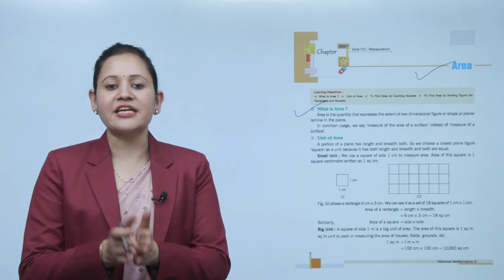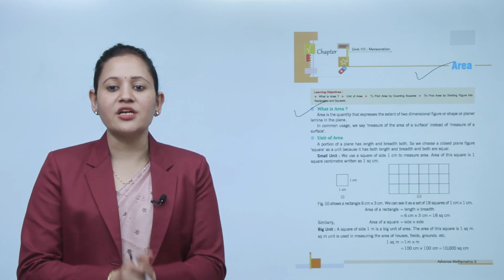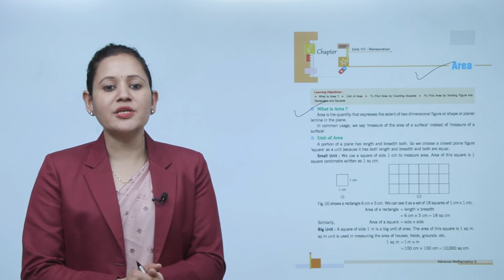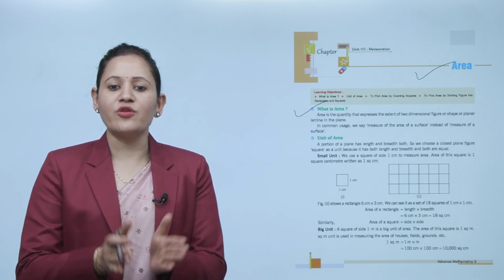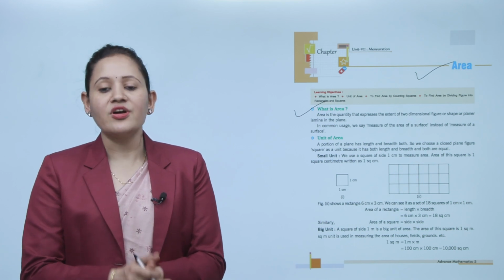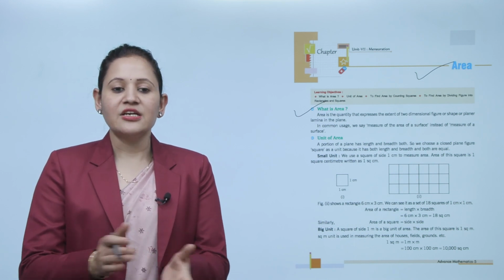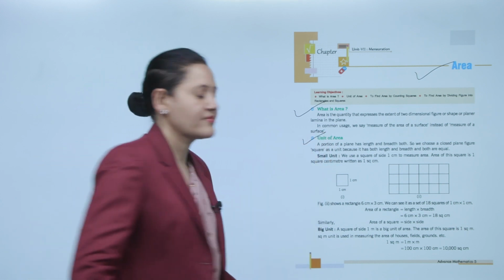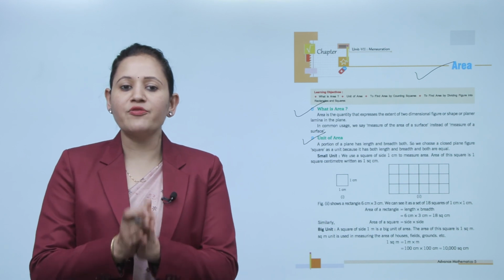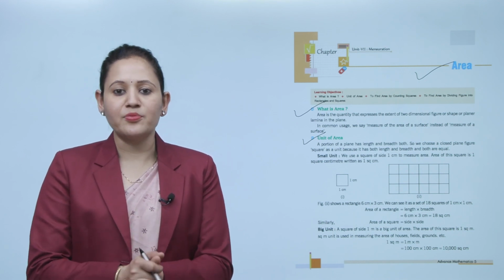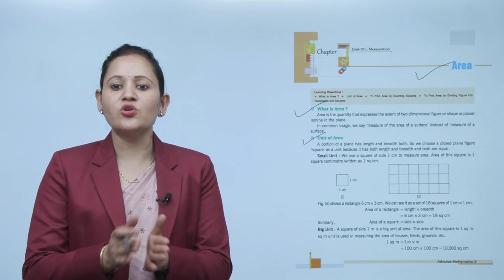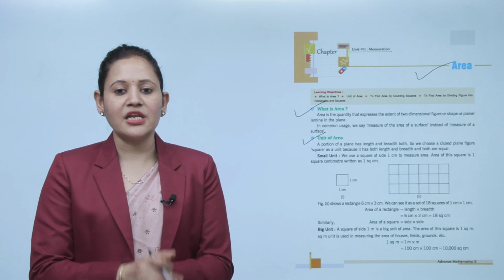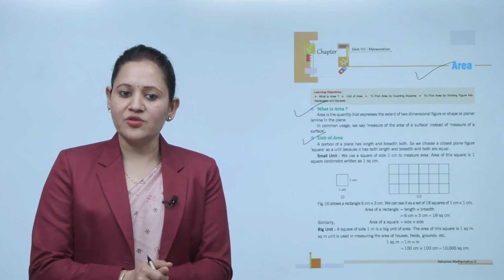Area is the quantity that expresses the extent of a two-dimensional figure or shape or planar lamina in the plane. In common uses, we say measure of the area of a surface instead of measure of a surface. Next is unit of area. A portion of a plane that has length and breadth both, so we choose a closed plane figure square as a unit because it has both length and breadth and both are equal.